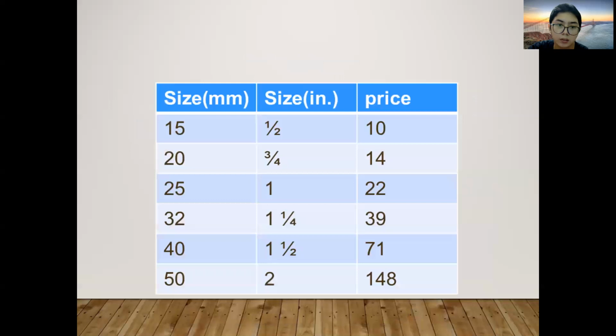So next is the size of this coupling. As you can see, this is the chart with the standard sizes and the prices. The smallest size will be 1/2. The price is 10. So it's 20, 14, and etc.